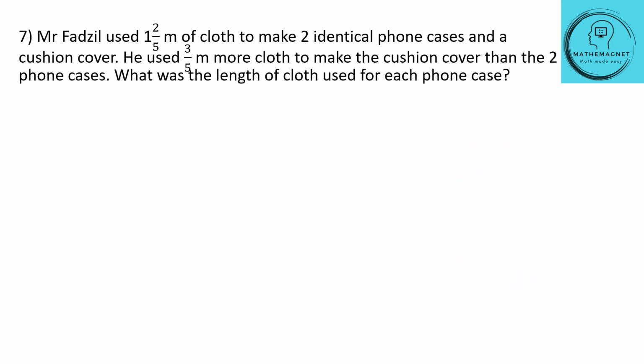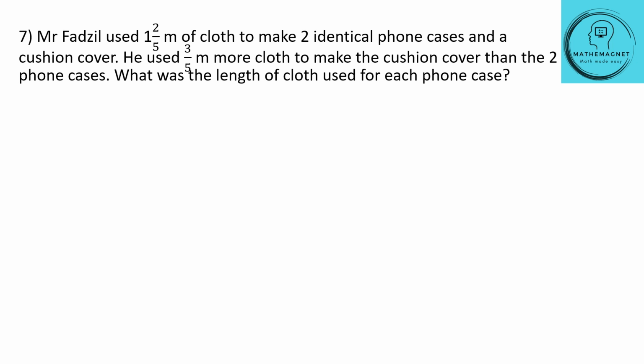Let's look at the next question. Mr. Fadzil used 1 2 by 5 meters of cloth to make 2 identical phone cases and a cushion cover. He used 3 by 5 meters more cloth to make the cushion cover than the 2 phone cases. What was the length of the cloth used for each phone case?